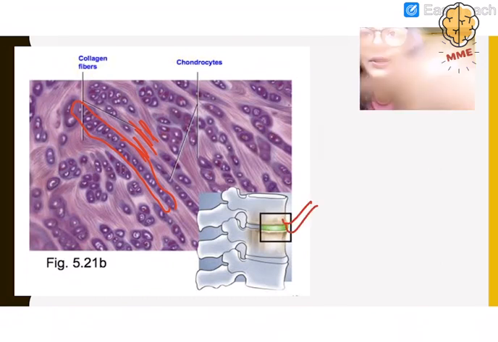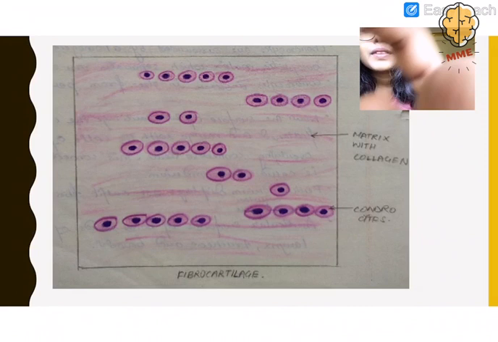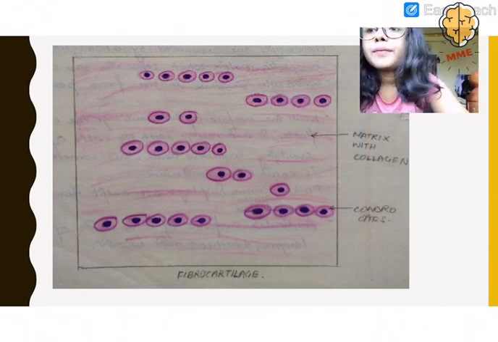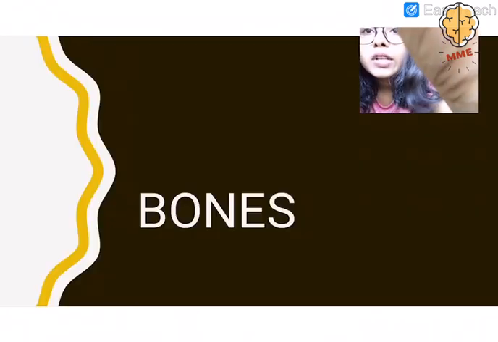And the example is the intervertebral disc. Okay, this is how you will make it, the rows and the collagen fibers.